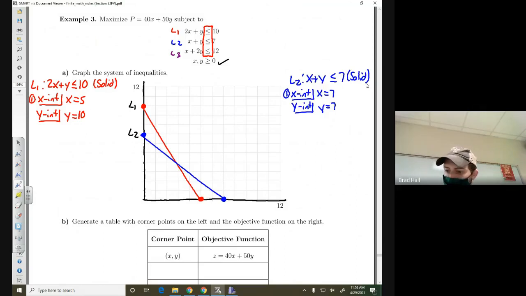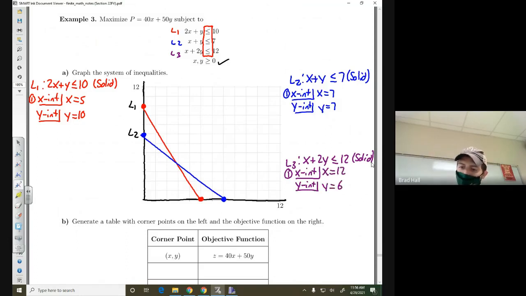And let's go ahead and move on to L3. X plus 2y is less than or equal to 12, which is also a solid line, as we already foreshadowed. The x-intercept and the y-intercept we can quickly determine. The x-intercept is 12 and the y-intercept is 6. There's 12 and there is 6.